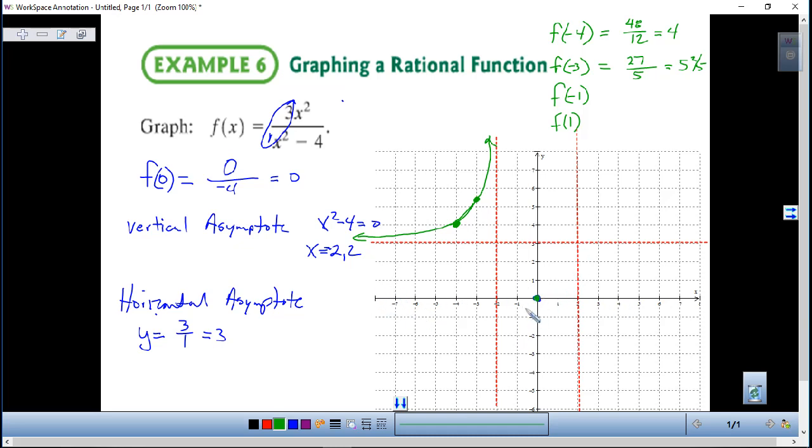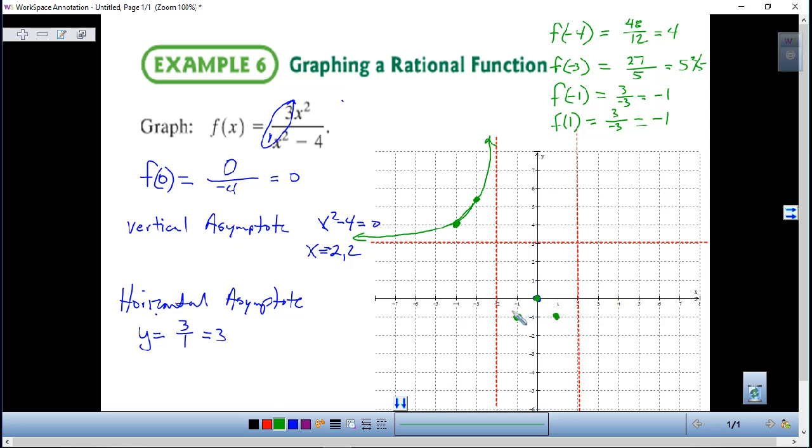So when we do f of negative 1, when we plug in negative 1 here, we're going to get 3 times negative 1 squared, which is just 3, over negative 1 squared, which is 1, minus 4, which gives me negative 3. So that's going to give me negative 1. So I have negative 1, this point right here. If I plug in 1, I'm going to get 1 squared times 3, which is going to be 3 on top. 1 squared, which is 1, minus 4, gives me negative 3 on bottom again. So it's negative 1. So 1, negative 1.